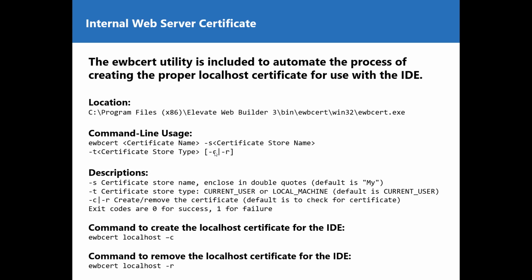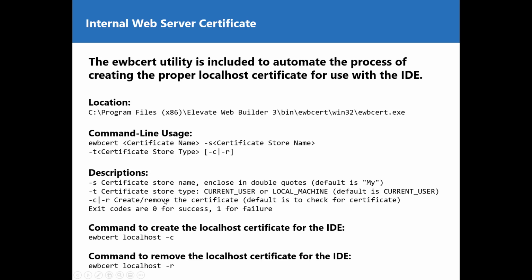The way it works is you specify the utility name, then you give it the certificate name. Optionally, you can give it the certificate store name, and also optionally, you can give it the certificate store type. But most of the time, you will just use the defaults for both of those for development purposes. And finally, there's two other parameters. There's -C for create, and then there's -R for remove.